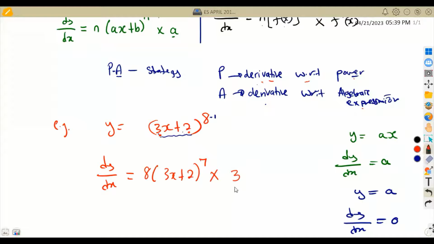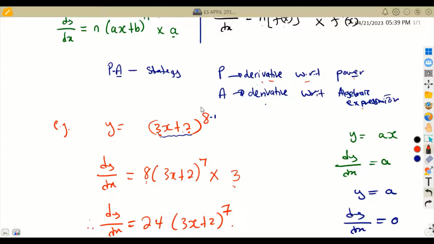So you can multiply. 3 is outside of the bracket, 8 is outside of the bracket, so you can combine these terms together. So 8 times 3 is 24, into 3x plus 2 to the exponent of 7. So that is what you're going to have as your final answer.